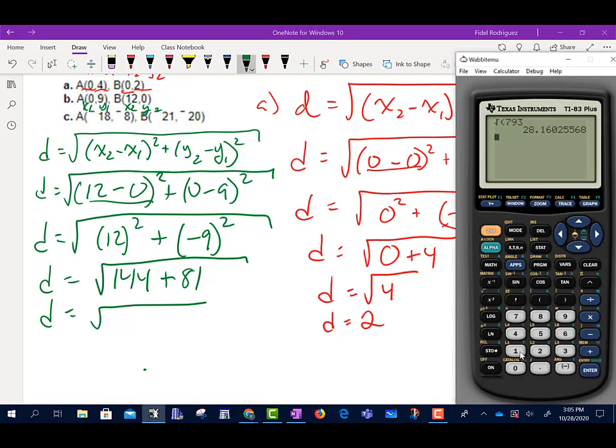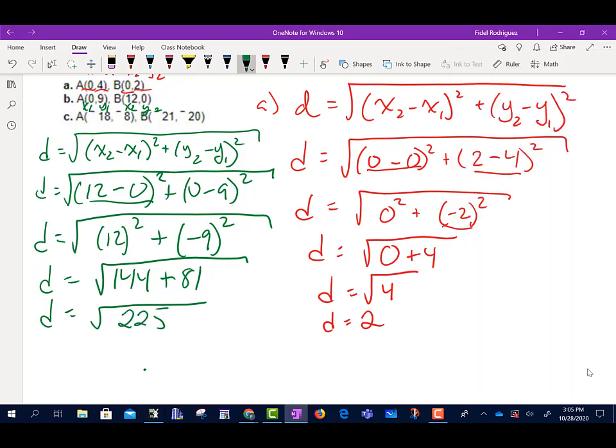And we're going to have 144 plus 81. And that's giving me 225. Oops, let me see. Come on, pen. There we go. 225. And when I take the square root of that, that's just going to give me 15. Okay. All right. So we do have another one, and we're going to write that one down here.